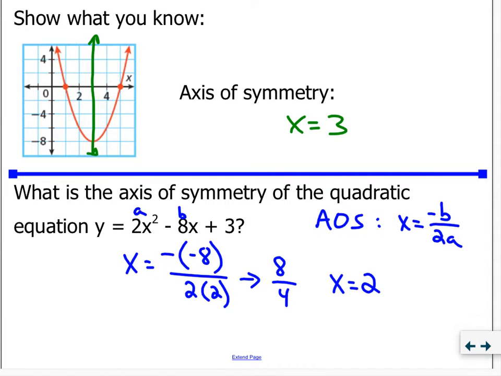And please note that the equation that we just worked with does not represent the graph above. There's two different problems. That blue line separates the two different problems. Cool. Well, this is really neat, because now we know the axis of symmetry is x equals 2.